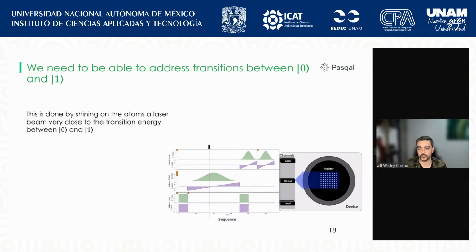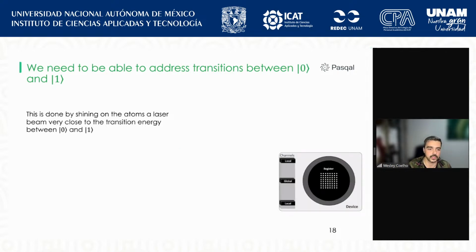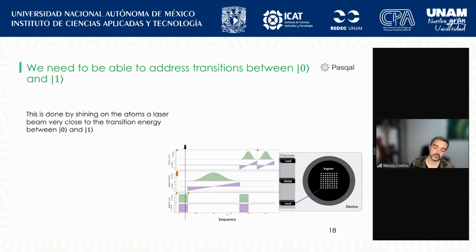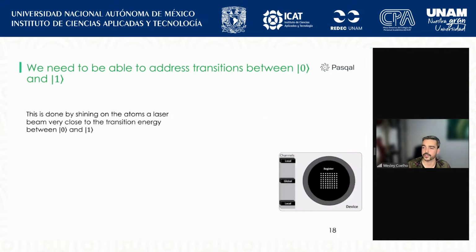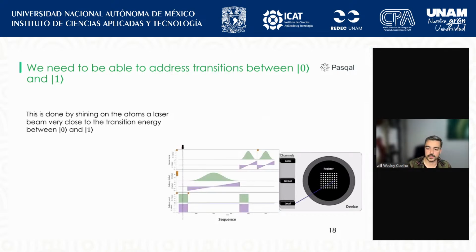For us, it is with laser beams. What we do is we have lasers that will address locally some qubits or atoms, or globally several qubits at the same time. Depending on the frequency and the time that you shine the laser on the qubit, that qubit will go from 1 to 0 or 0 to 1, or do the oscillation between 0 and 1 at a given frequency. So depending on the time that you measure the system, it will be more likely to be in the 1 state or the 0 state, depending on how you shine the laser on them.